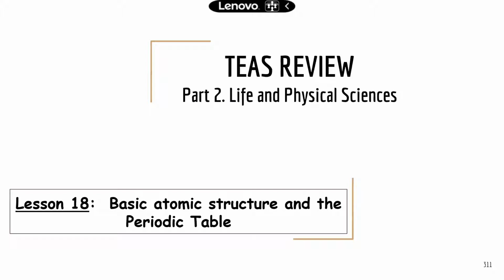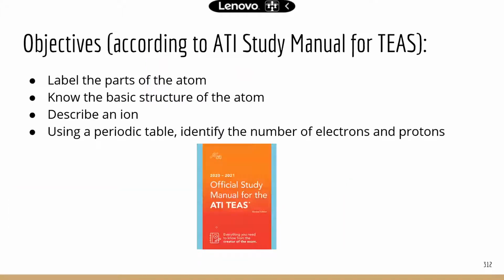Today we're going to move on to the next topic, which is about atomic structure and the periodic table. This is what you are expected to know. The first two items are very similar. Basically, it's about the different parts of the atom, but you may have noticed that the first one says label the different parts of the atom, right?